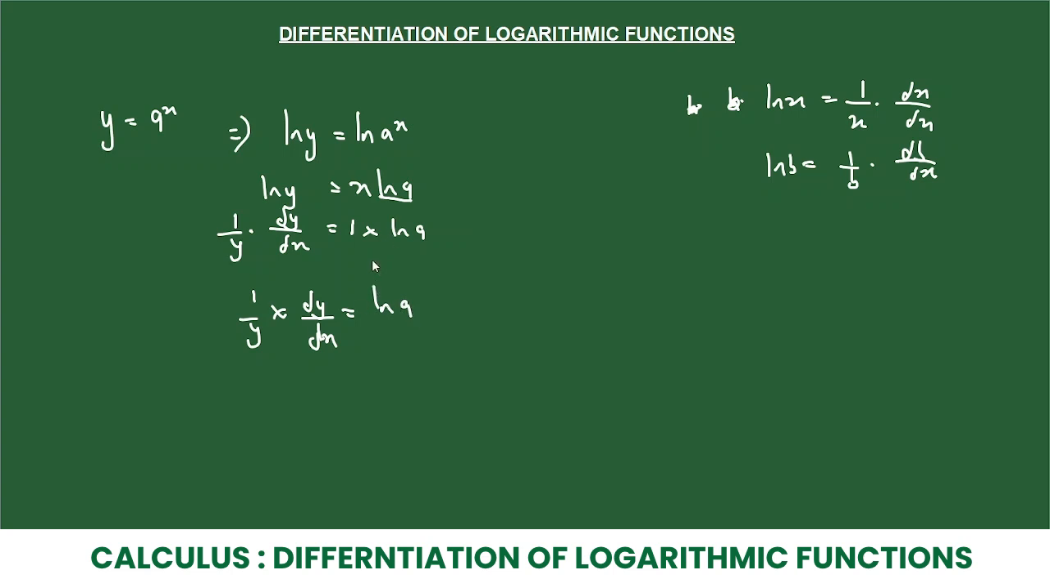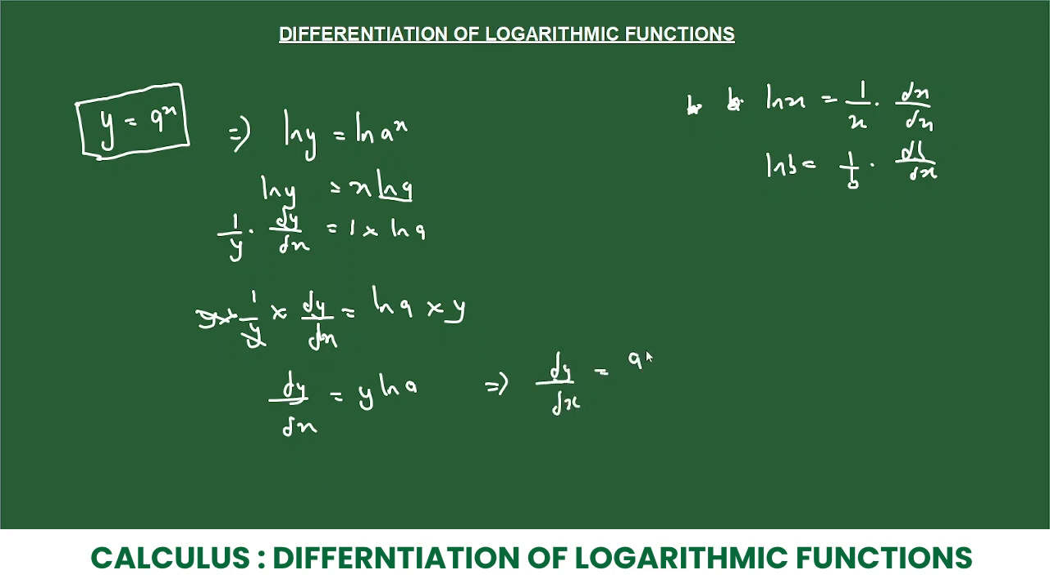Making dy over dx the subject, you multiply through by y on both sides, so this will cancel this. So you are going to have dy over dx equal to y ln a, the natural logarithm of a. But we know from our question that y is equal to a to the power x. So our dy over dx is going to give us a to the power x ln a. So this is our solution.